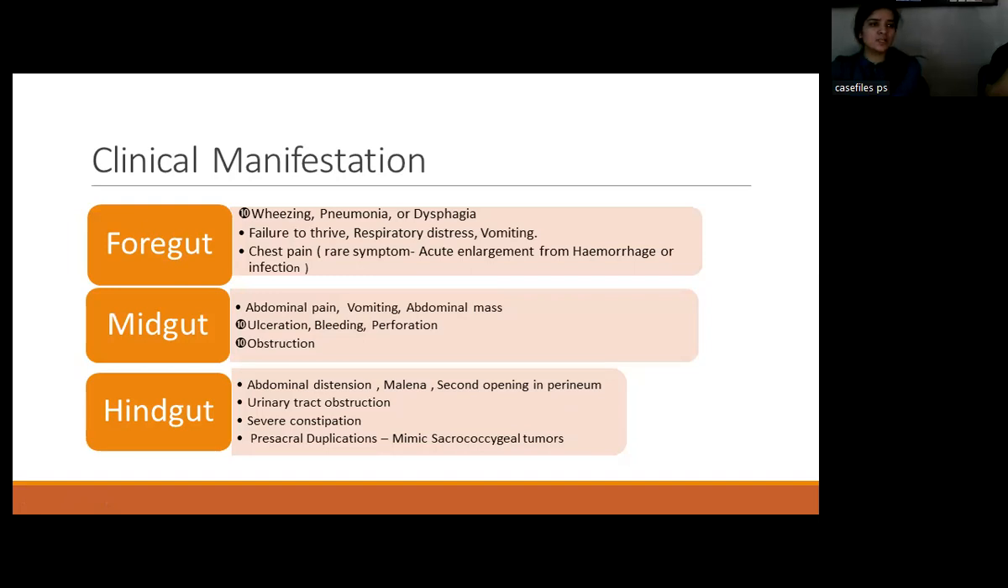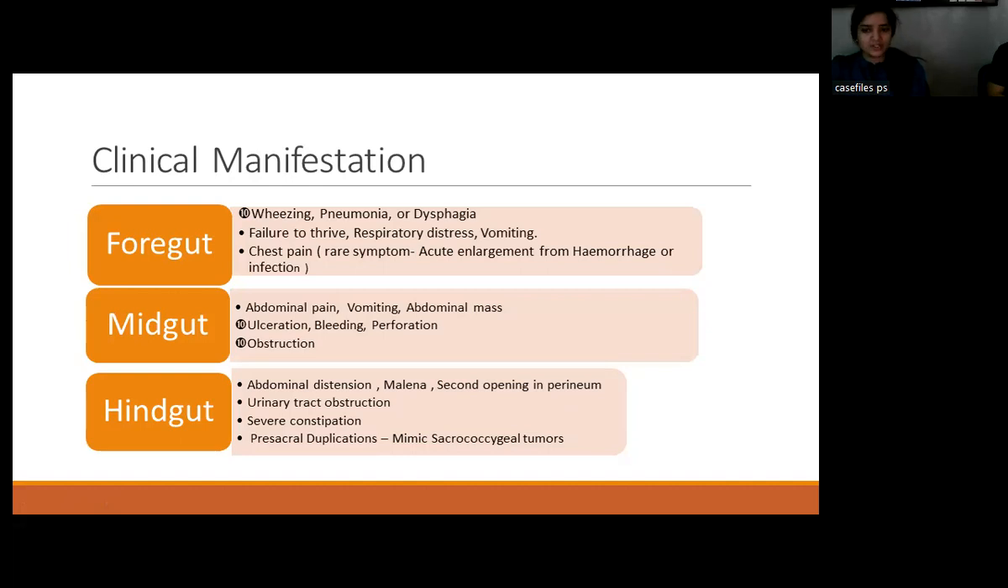Foregut duplications mostly arise from the esophageal part. Esophageal duplications can present with respiratory symptoms such as wheezing, pneumonia, and dysphagia. Less common symptoms may include failure to thrive, and sometimes respiratory distress can occur if the cyst is large or acutely enlarges due to hemorrhage and infection, which can further cause chest pain.